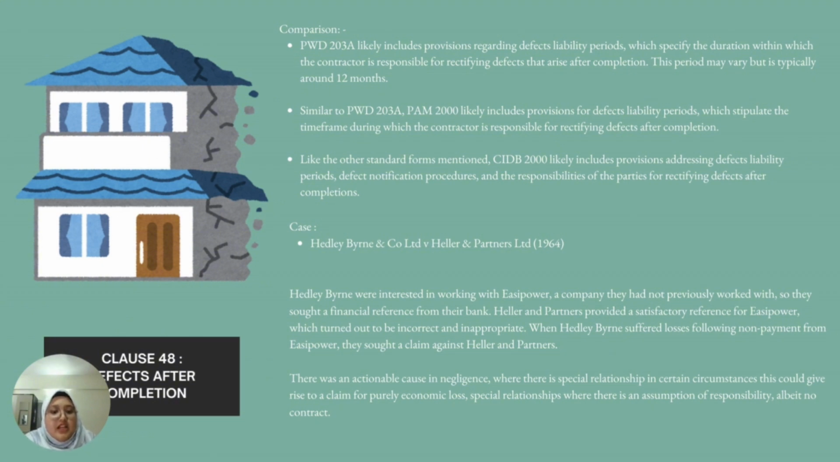For the case, Hedley Byrne and Co Ltd versus Heller and Partners Ltd, 1964. Hedley Byrne were interested in working with Easipower, a company they had not previously worked with. So they sought a financial reference from their bank. Heller and Partners provided a satisfactory reference for Easipower, which turned out to be incorrect and inappropriate. When Hedley Byrne suffered losses following non-payment from Easipower, they sought a claim against Heller and Partners.